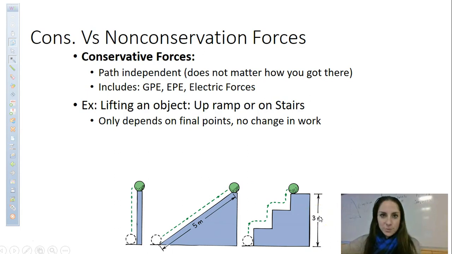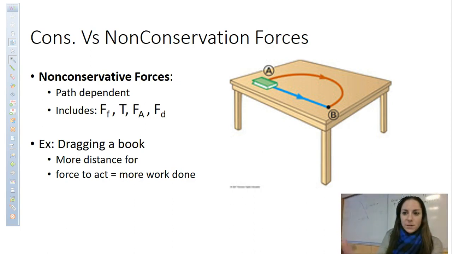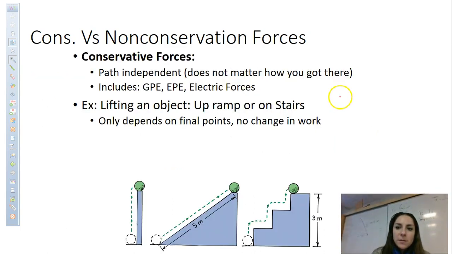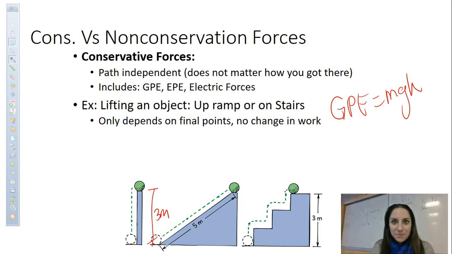Now, if you recall gravitational potential energy as an example, let me get my pen. Okay, so GPE equals mgh. As an example, we just care about height. So it doesn't matter how the ball got there, because the height is the same for all three of these. These are path independent.